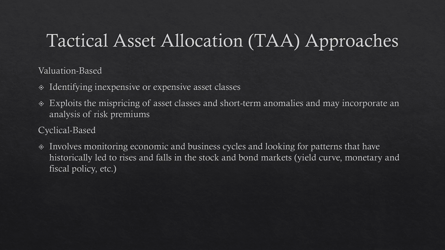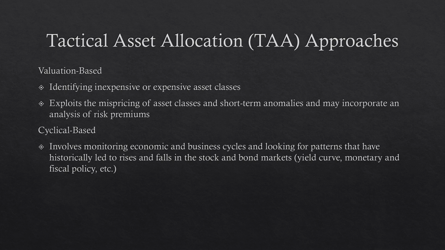One is valuation based. So this is when you identify inexpensive or expensive asset classes and maybe you invest into those inexpensive ones, the ones that maybe have low price to book ratios or price to earnings ratios, and you hope to buy them when the market doesn't appreciate them and sell them later when they are at their true value. So this just exploits the mispricing of asset classes and short-term anomalies, and it may incorporate analysis of risk premiums. There's also the approach of just a cyclical based approach.